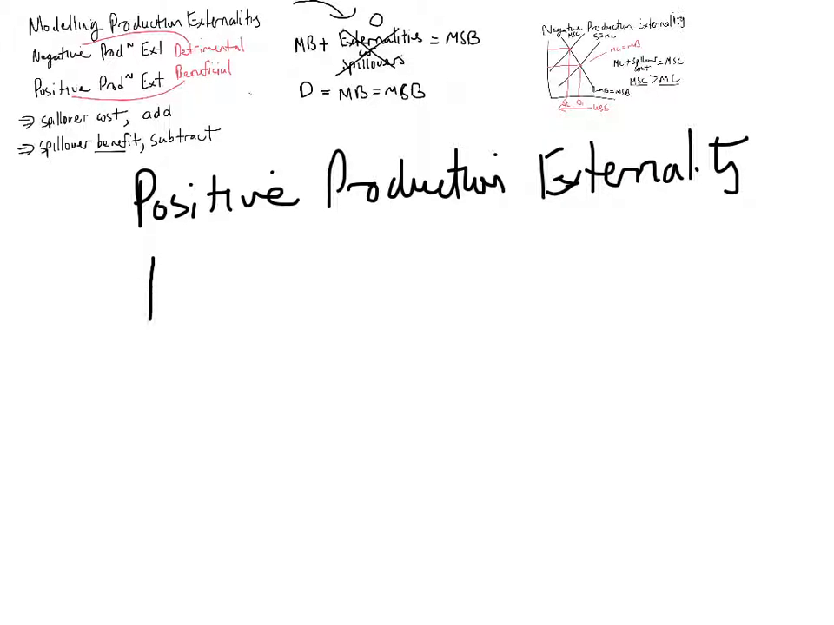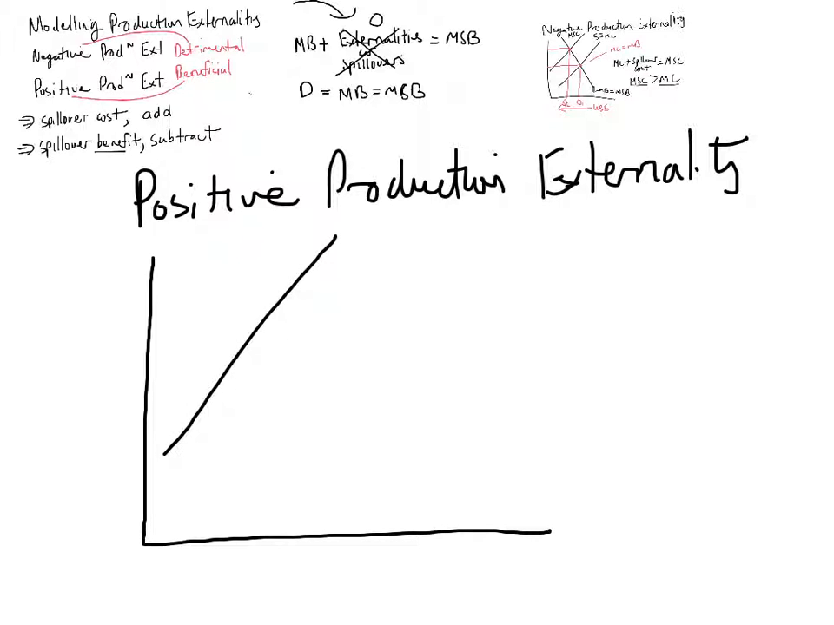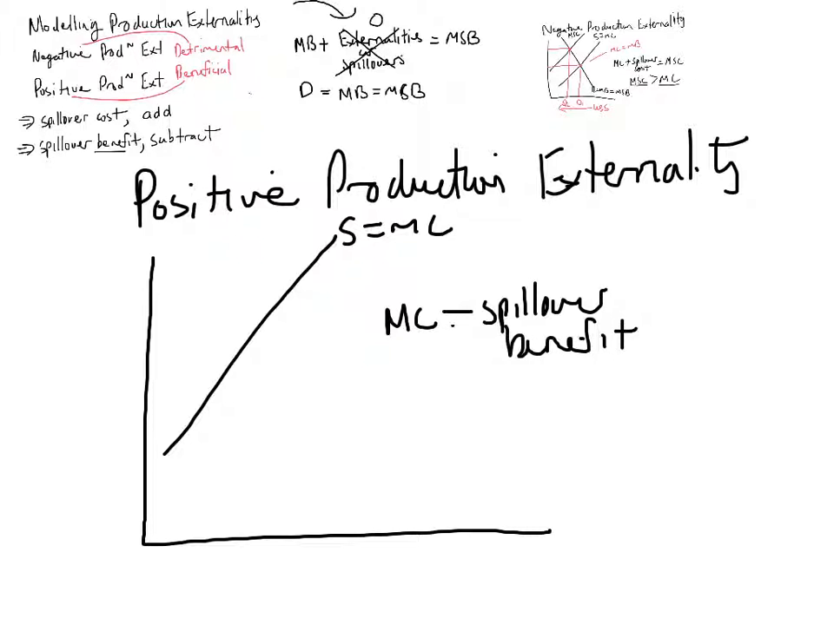Right, so here's our starting position. Supply equals marginal cost. Now the question is, where do we locate the marginal social cost curve? Let's get in and do our accounting. Marginal cost plus... can't be plus, it's got to be negative, doesn't it? So it needs to be a negative. So marginal cost minus the spillover benefit equals the marginal social cost.